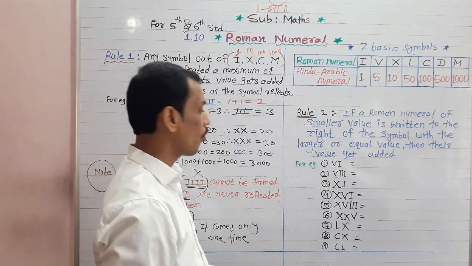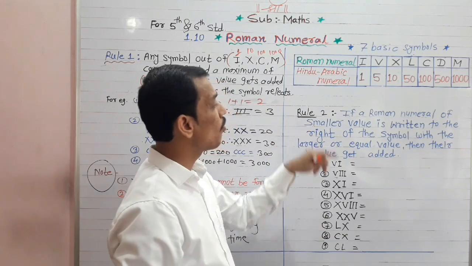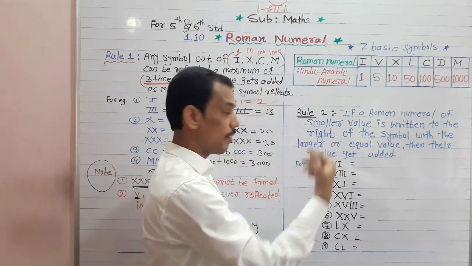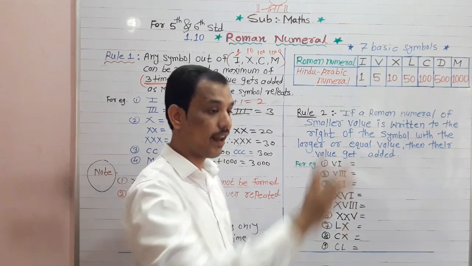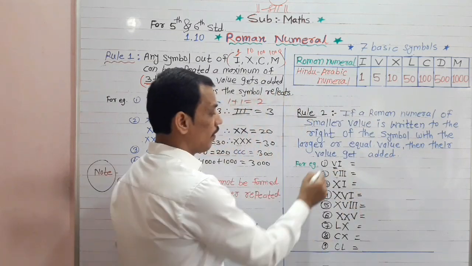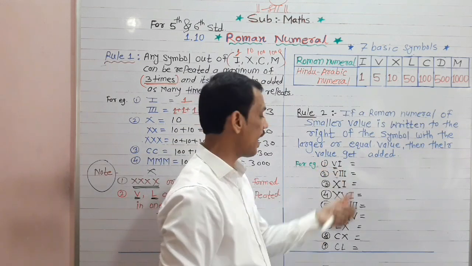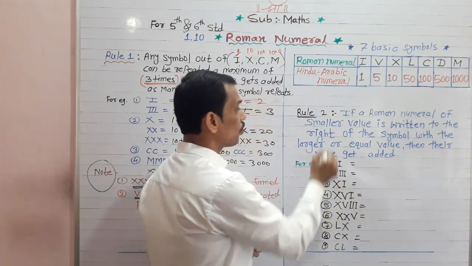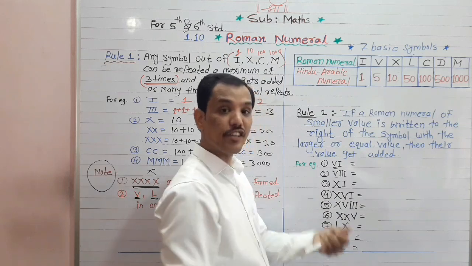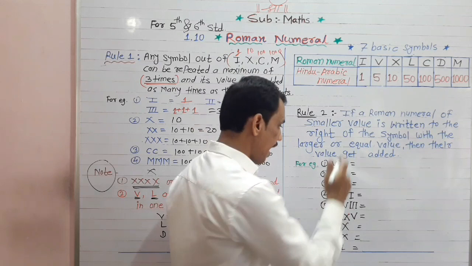But some numbers are formed with the help of this rule number 2. It is told here that if a Roman numeral of a smaller value comes to the right side of a larger value, then we do addition. You all know this. So here we go through the example. V and I are given here. Now V stands for 5 and I means 1. So go through rule number 2: if a smaller value comes to the right side of a larger value, then we add them.